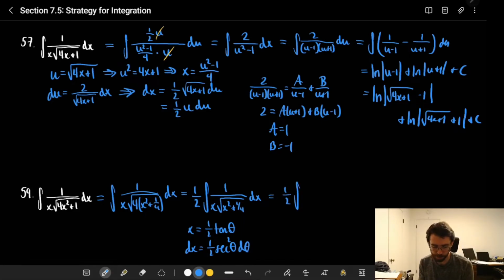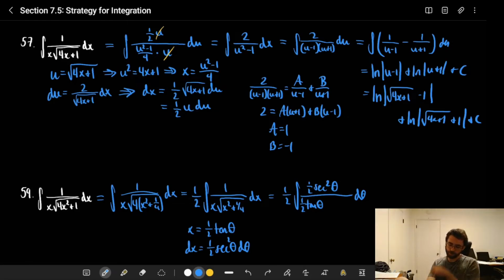So writing this out, let's see, let's put this up top. So dx is 1/2 secant squared theta d theta. x is 1/2 tan theta for that term. And then the square root is going to be 1/4 tan squared plus 1/4. So you factor out the 1/4, and then you have 1 plus tan squared is secant squared. So you have something like 1/4 secant squared.